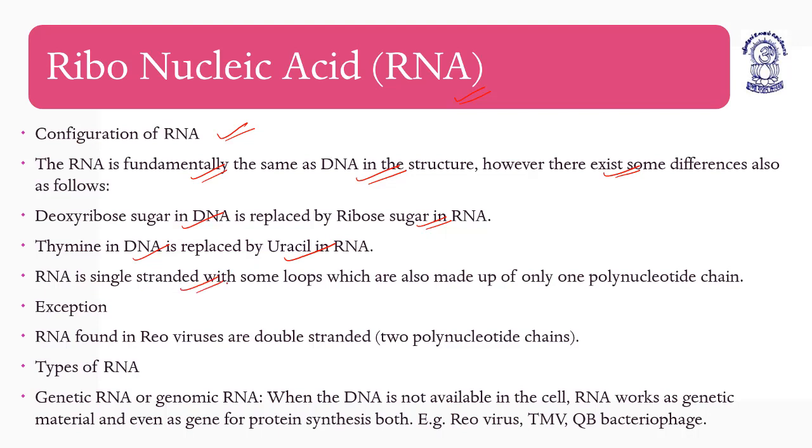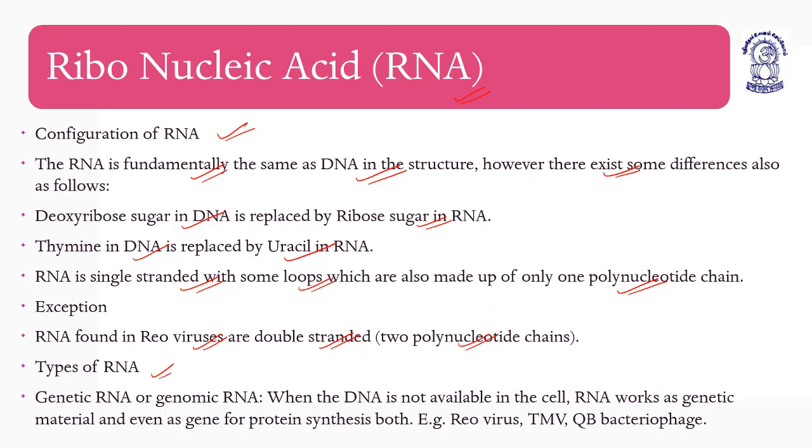RNA is single-stranded with some loops, made up of only one polynucleotide chain. Some are exceptions, like the RNA found in reoviruses, which is double-stranded, with two polynucleotide chains.